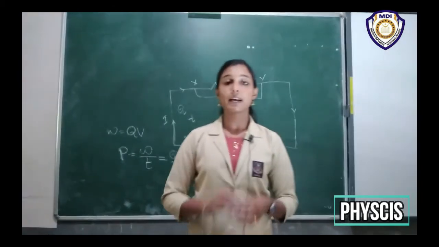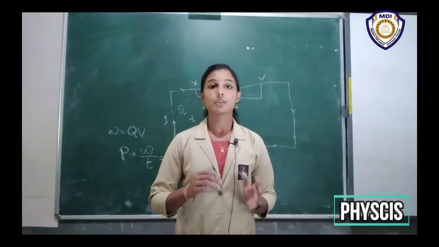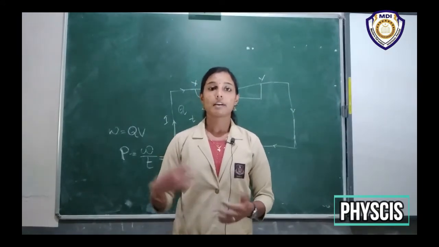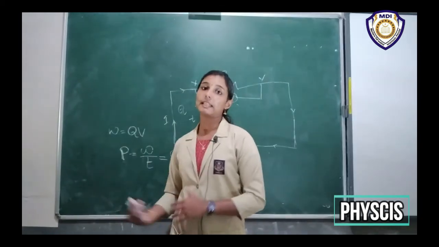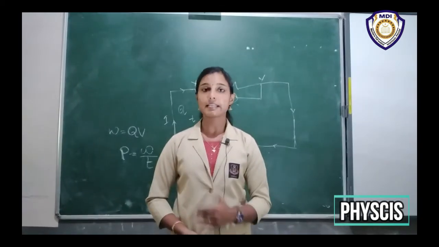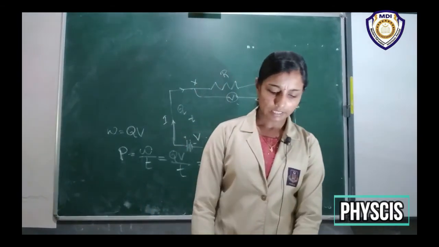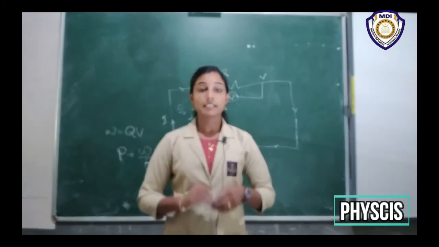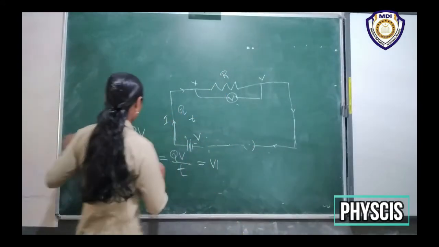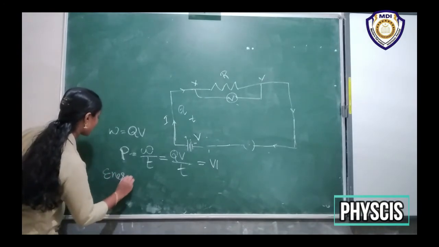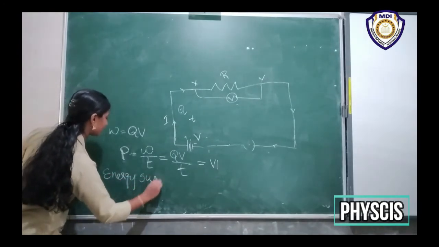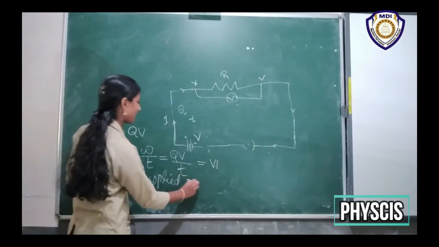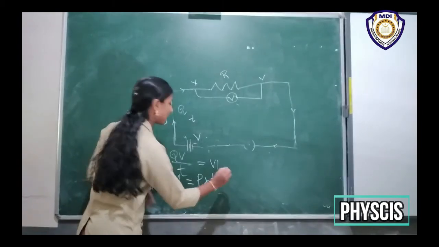So the energy supplied to the circuit, what can we write? It is power into the time, and the time is T. The energy supplied to the circuit by the source in time T, we can write as P into T.